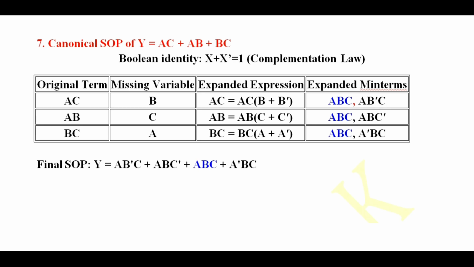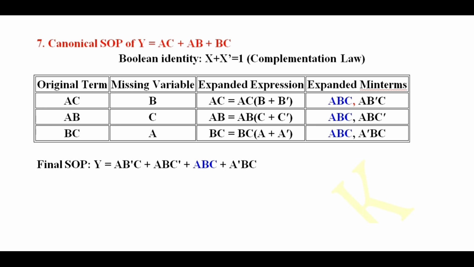Finally, expand the third term BC. Here the missing variable is A. To include A, we use the identity A plus A dash equals 1. We rewrite BC as BC into A plus A dash. Since A plus A dash equals 1, we haven't changed the value of BC. So distribute BC across A plus A dash. And this gives us ABC plus A dash BC.